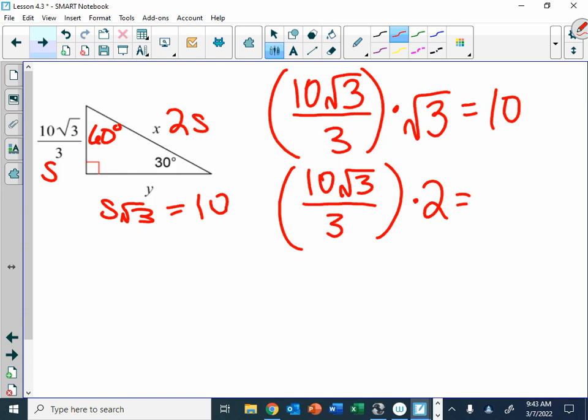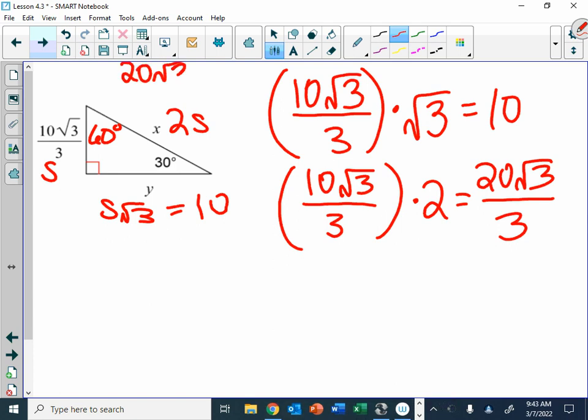Okay, so for 2s, you should get this. Yeah, that's 2s. Okay, so that's your hypotenuse, or x. 20 square root of 3 over 3. All good? And just be extra careful. You gotta use your calculator correctly.